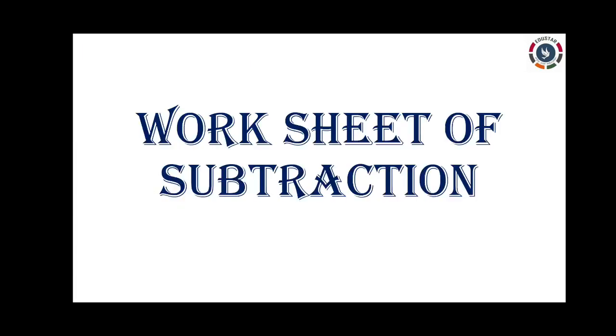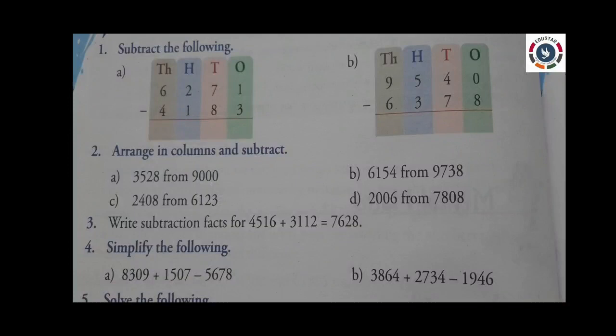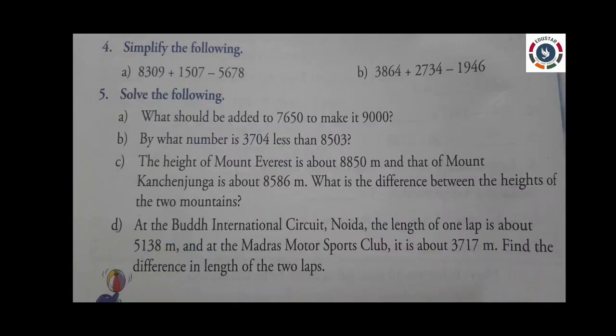Worksheet for subtraction. First question, subtract the following. Second question, arrange in columns and subtract. Third question, write subtraction facts for 4516 plus 3112 which is equal to 7628. Fourth question, simplify the following. Fifth question, word problems. Solve the following.